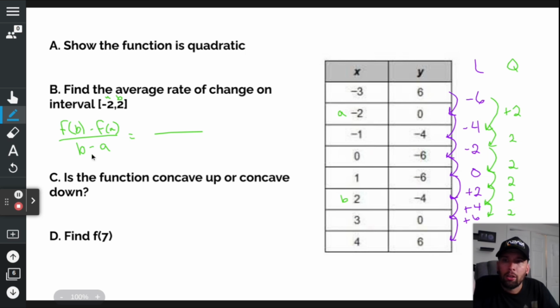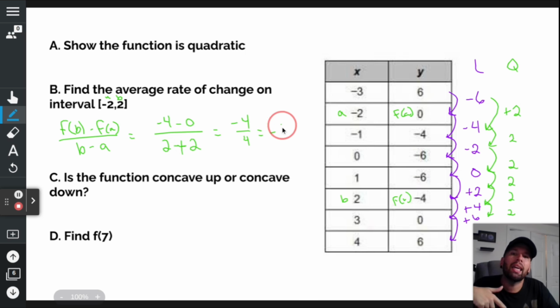All right, so the easy part is looking at the bottom. 2 minus -2 is going to be the bottom. F of B means I do f of 2, which is -4. So f of B is going to be -4, minus f of A, which is when I plug in -2, which is 0. So -4 minus 0 is -4. 2 plus -2, double negative makes a positive, is going to be +4.